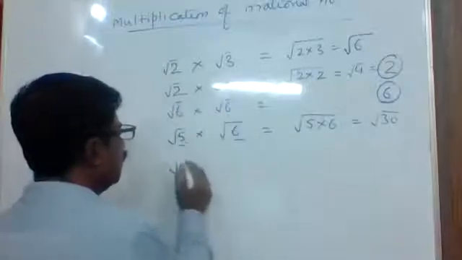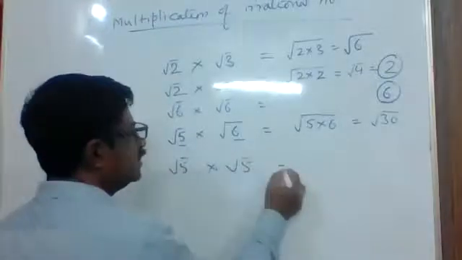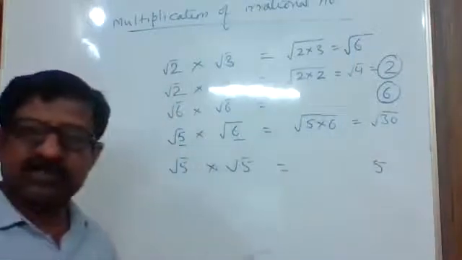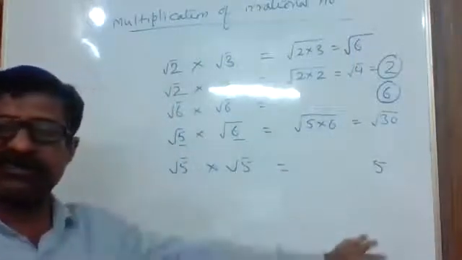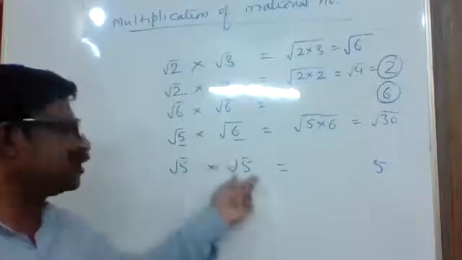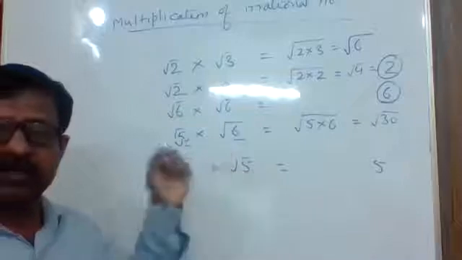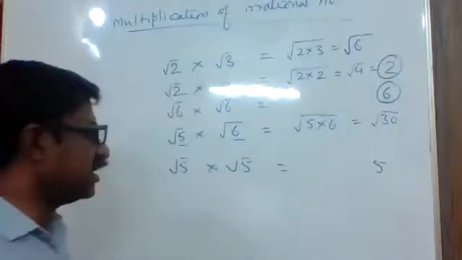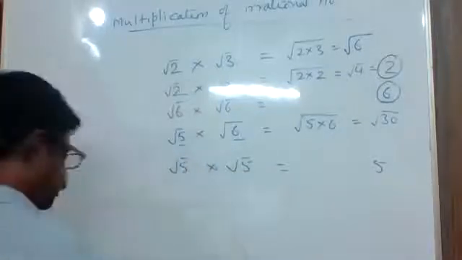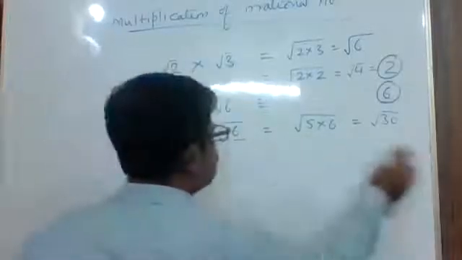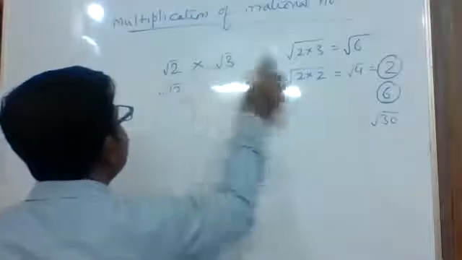If I am taking root 5 into root 5, what will be the answer? 5. Because root 5 into root 5 is root 25, and root 25 is actually 5. Therefore, in such a question, if the same number is multiplied 2 times, we avoid the root sign and directly write the number 5. Clear?